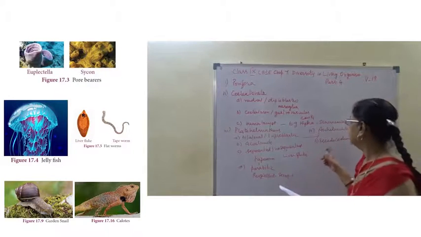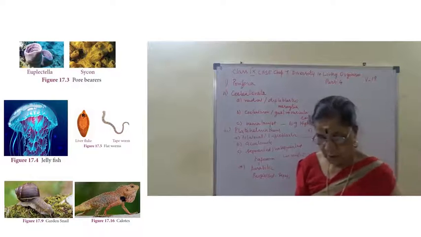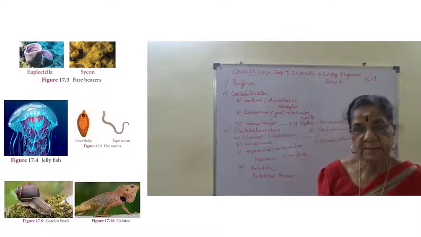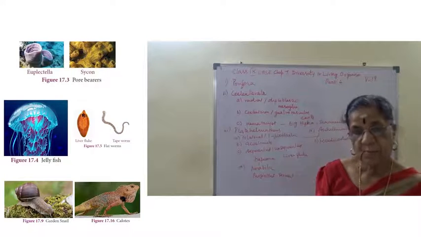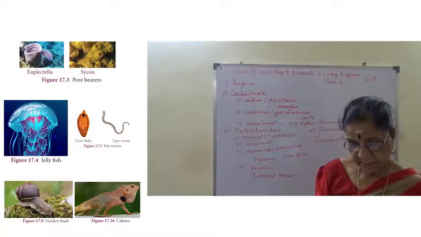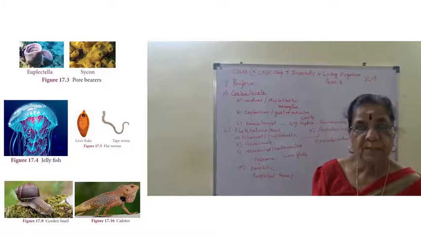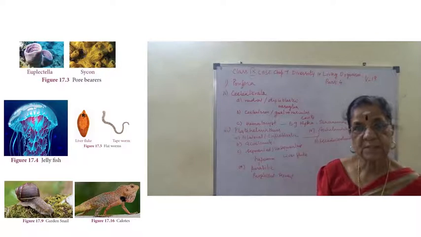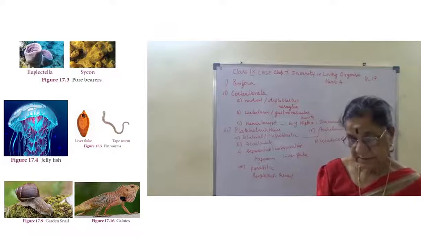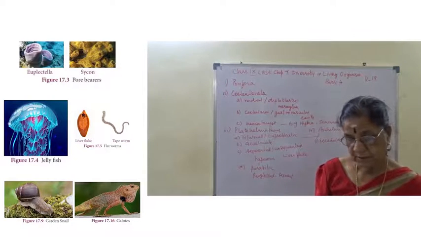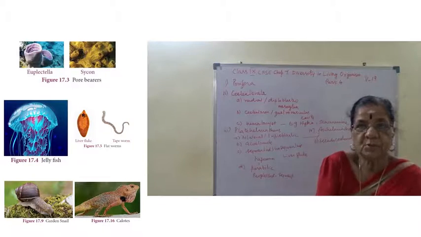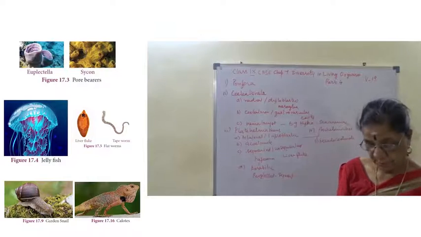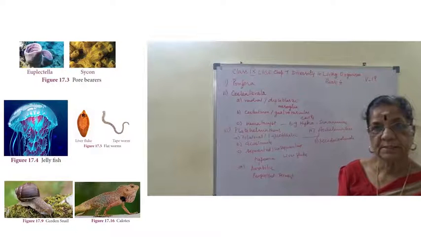Right? The next one, phylum Aschelminthes or Nematoda. They are bilaterally symmetrical, triploblastic, and the body is cylindrical, unsegmented, and mostly parasitic forms causing diseases. Elephantiasis is caused by an aschelminth, the filarial worm. So intestinal worms, roundworm and pinworm, are the ones found in the stomach. I hope you understand this.